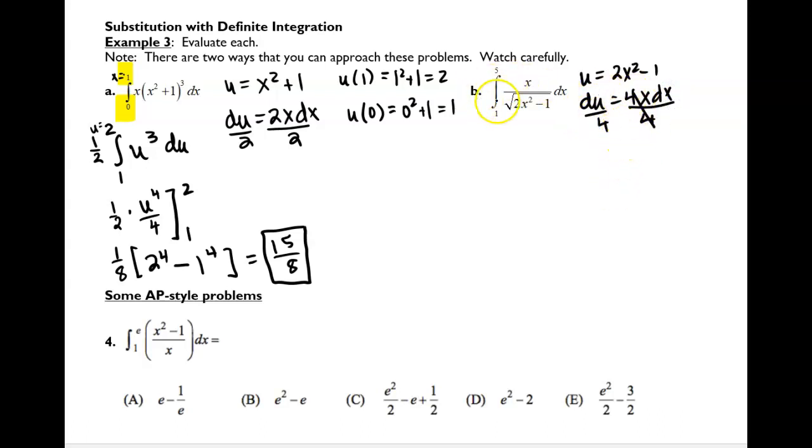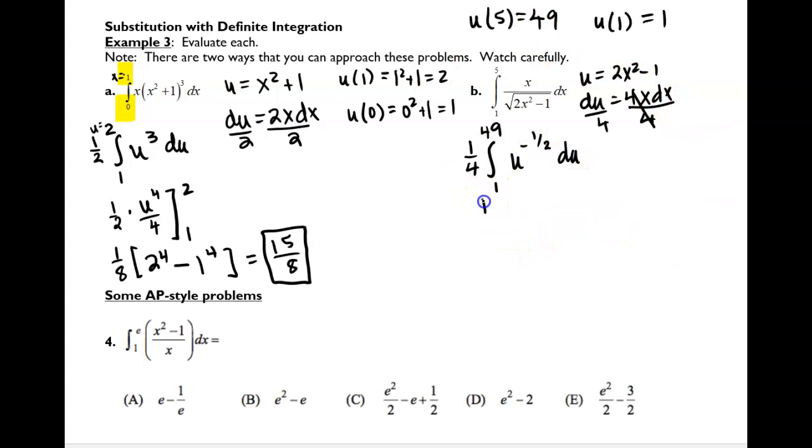Now I also need to evaluate u of 5 and u of 1. U of 5 would be 2 times 5 squared minus 1, that's 49. U of 1 is 2 times 1 squared minus 1, that's 1. So when I rewrite my integral, I have the integral from 1 to 49. That comes from my bounds. I have the 1/4 from the du. And then this was square root of u in the denominator, so we're going to rewrite that as u to the negative 1/2 du.